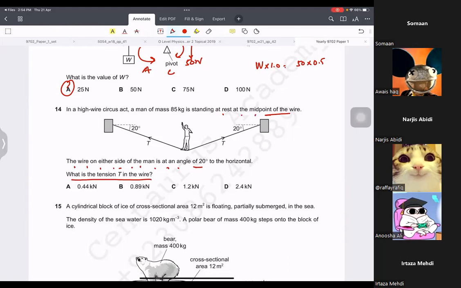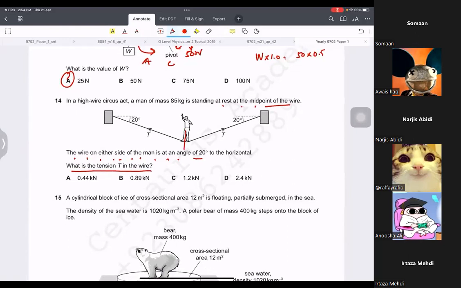His weight is going to be like this. Now we want to find the tension. Tension will have two components, one to the left, upwards, and this tension also left, upwards. So basically these two components are responsible to hold this. This is 20 degrees, alternate angles. So this will be T sine 20, and this will also be T sine 20.